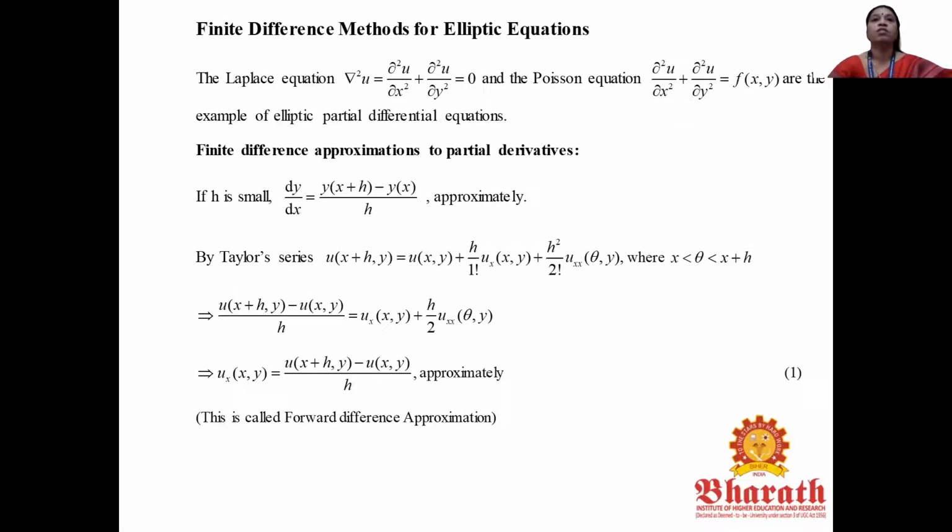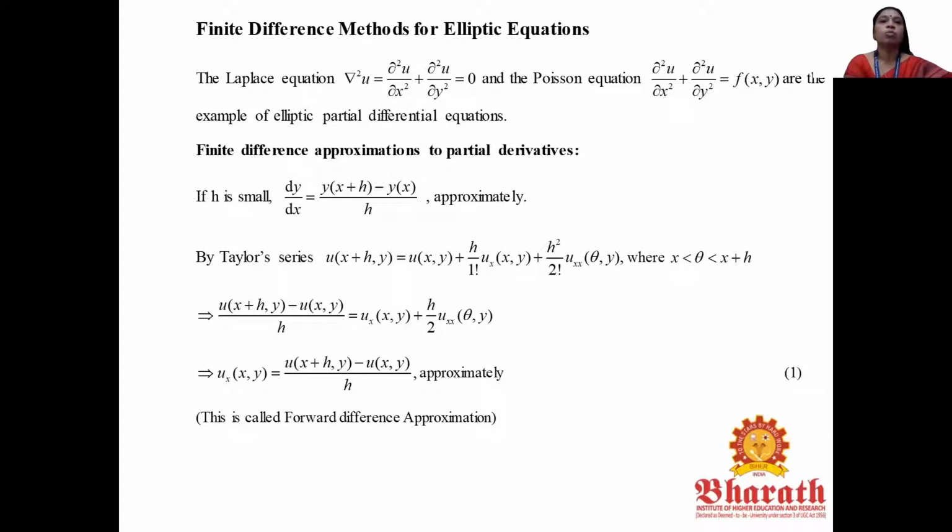Now next is the finite difference method for elliptic equation. The Laplace equation del square of u, that is ∂²u/∂x² + ∂²u/∂y² = 0, and the Poisson equation are examples of elliptic partial differential equations. Always the partial derivatives will be denoted by ∂, by the operator dou. So the finite difference approximations to partial derivatives.